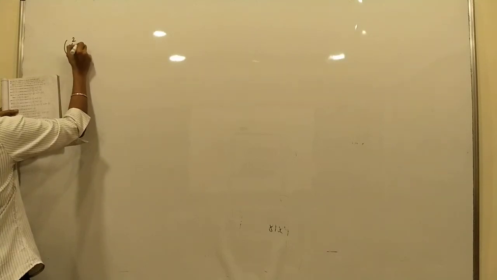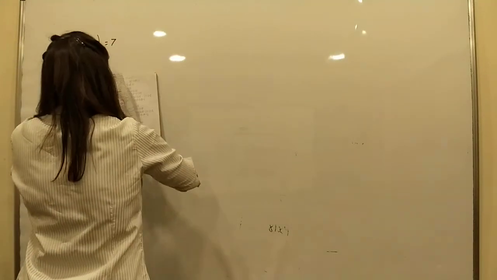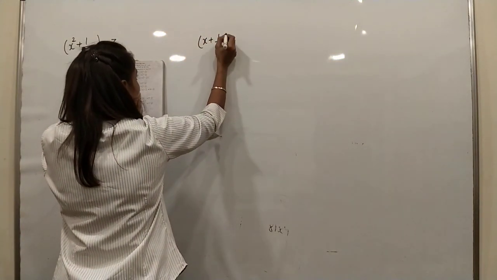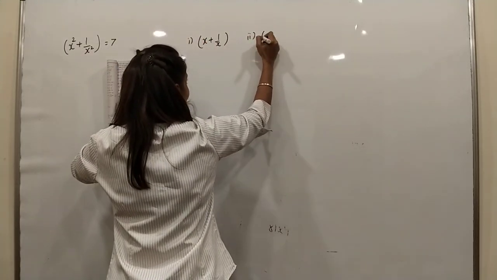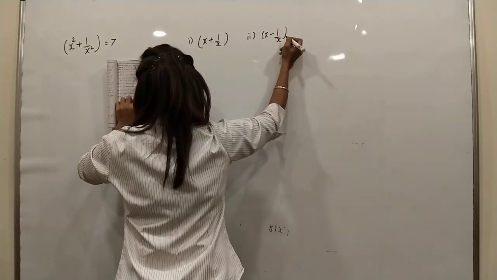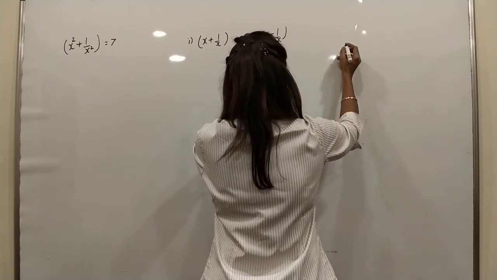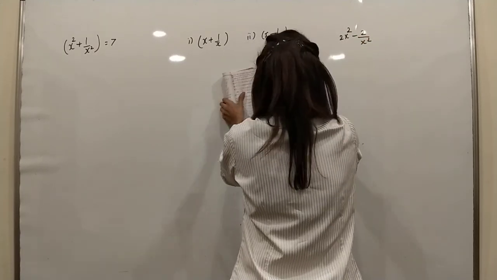When x square plus 1 upon x square equals 7, then you have to find the value of: first, x plus 1 upon x; second, x minus 1 upon x; and third, 2x square minus 2 upon x square. Okay?